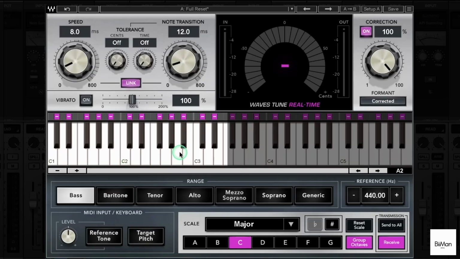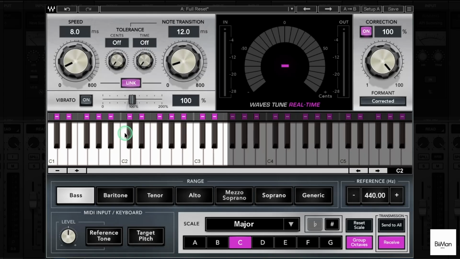If you notice on this keyboard, you'd actually see that every black note, because it doesn't belong to the scale of this song, has this pink square thing going on above it, right? This lets us know that these notes do not belong to the scale of this song.